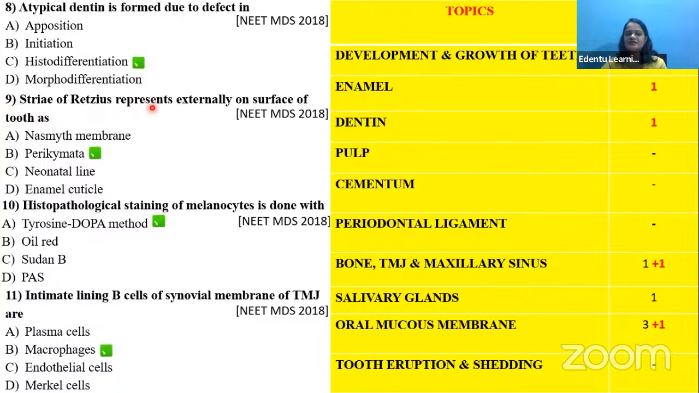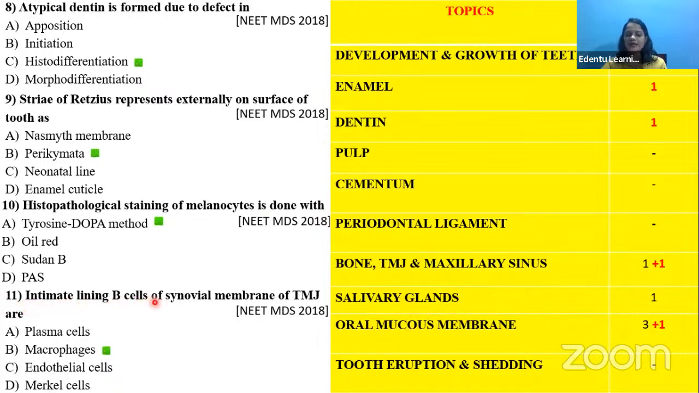Next, the stria of Retzius represents externally on the surface of the tooth as perikymata. It belongs to the enamel chapter. Next question: the histopathological staining of melanocytes is done with, the staining method of melanocytes. It again comes under the oral mucous membrane.